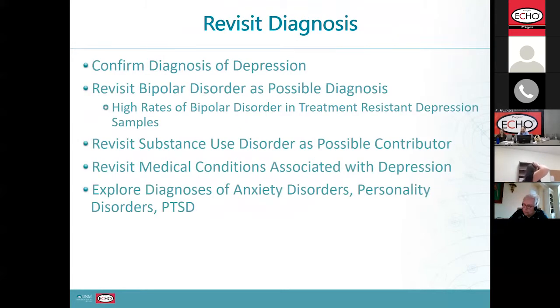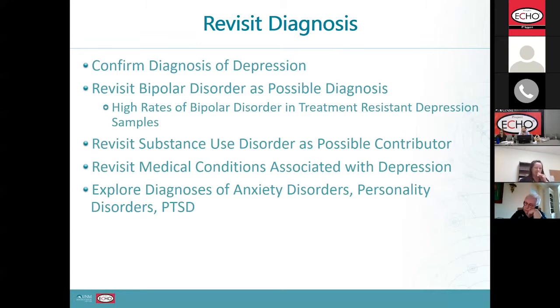So the first thing is revisiting the diagnosis. If you have somebody with depression that is treatment resistant, it's important to revisit the diagnosis of depression. You can do a PHQ-9. You can confirm the diagnosis of depression by going through the PHQ-9 symptoms and make sure that you're confident in this diagnosis. And then it's also important to revisit bipolar disorder as a possible diagnosis. And you can do this by administering the Mood Disorder Questionnaire and by confirming whether or not a person has had lifetime manic or hypomanic episodes.